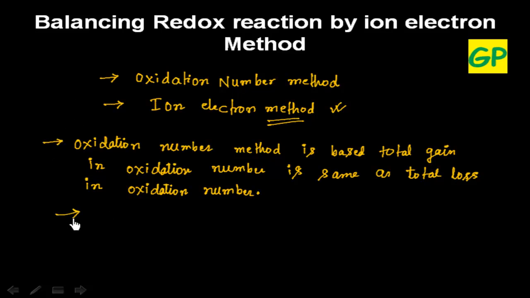Now the ion electron method is based on the total number of electrons lost being equal to the total number of electrons gained. So this is what the ion electron method is based on.